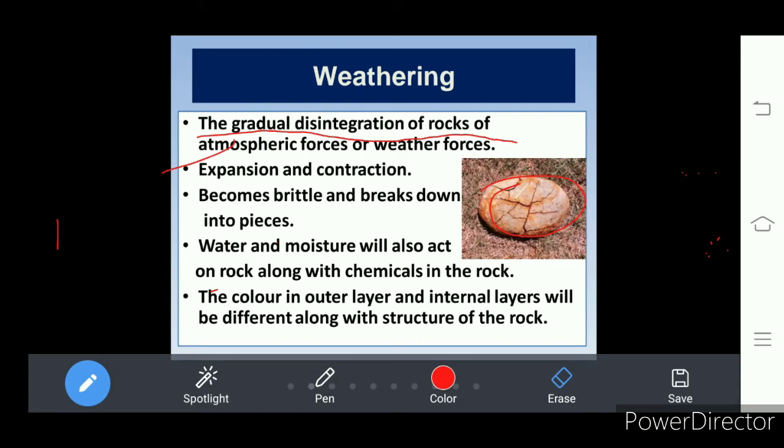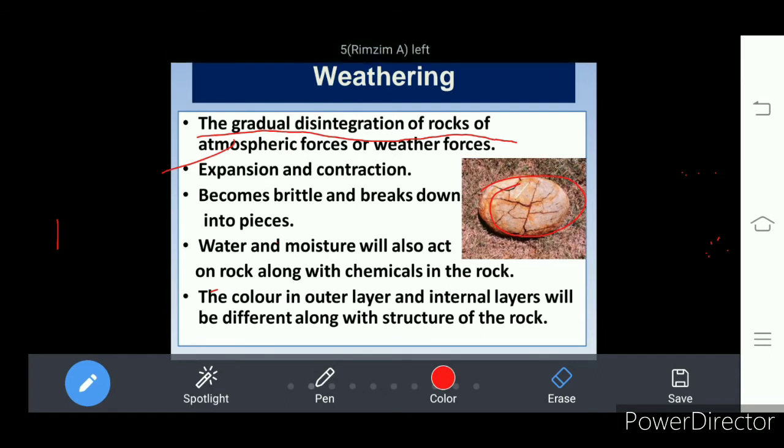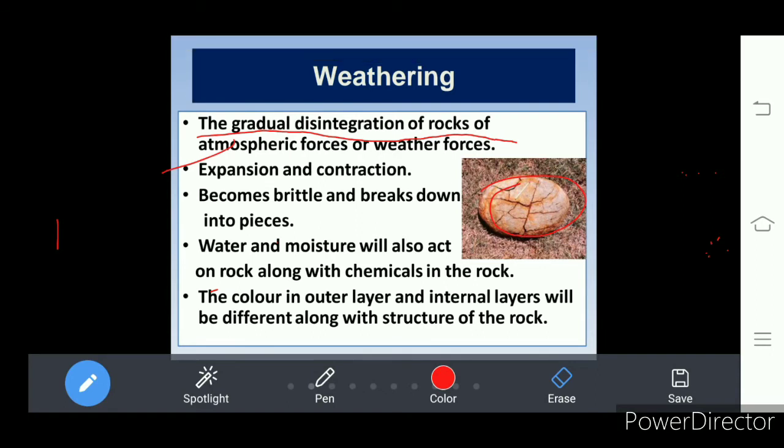Have you observed that when you look at the hilly areas or certain rocks, you will find the top layer of the rock color is different from the inner layer of the rock? Because the top layer is exposed to wind and water. The inner layer is not exposed to water and wind. So the color of the outer layer of the rocks changes due to the exposure to the water and moisture.